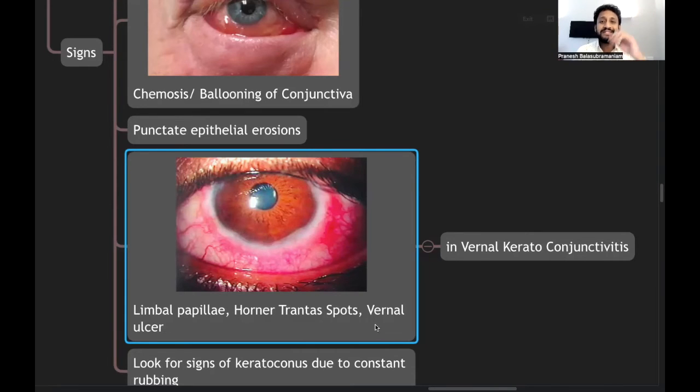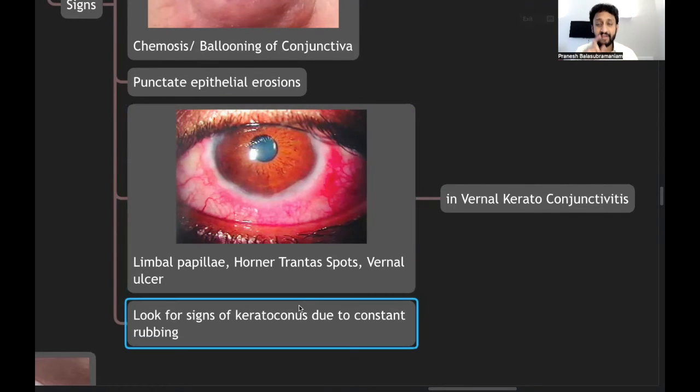Now, these patients constantly rub their eyes because of allergy, which can lead to a conical deformation of the cornea, what we call keratoconus. So look for signs of keratoconus, which happens because of constant rubbing in patients with allergic conjunctivitis. All right.